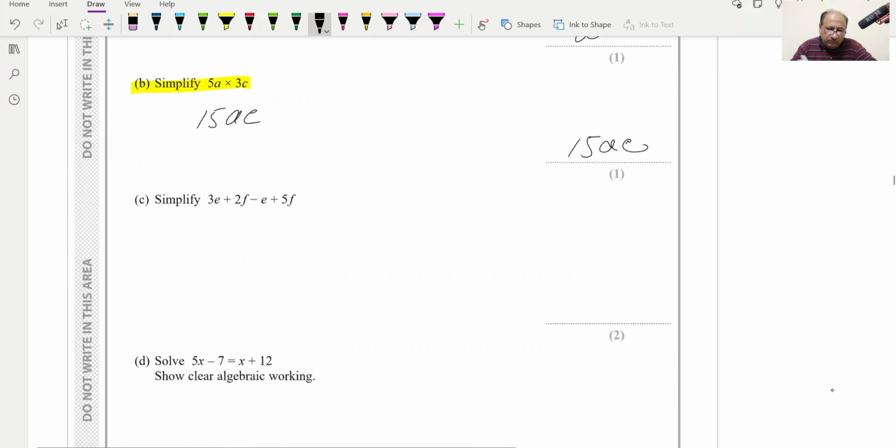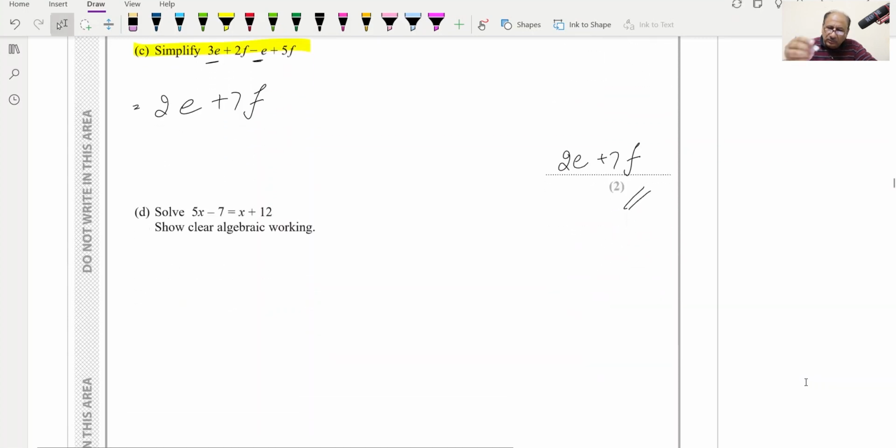Then we can simplify this part as well, adding the like terms, 3e and minus e will result in 2e, and 2f plus 5f, so plus 7f. This will be the result, 2e plus 7f, 2 marks part. Then solve this equation. We have to solve and show clear algebraic working also.